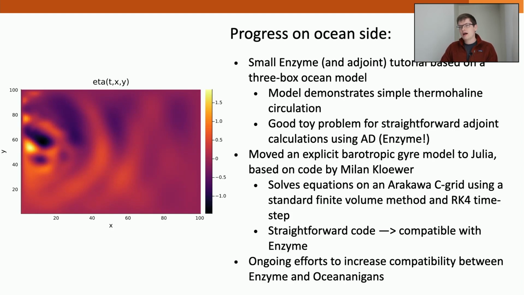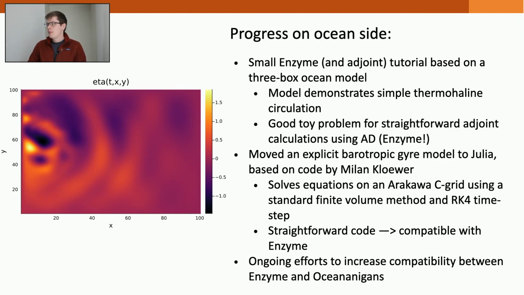And so some progress has already been made on the ocean side. A small 3-box ocean model has been created as a nice little tutorial to introduce the use of automatic differentiation for climate modeling. It just demonstrates basic thermohaline circulation, and it's a good toy problem that could be another tutorial case to introduce AD to people.